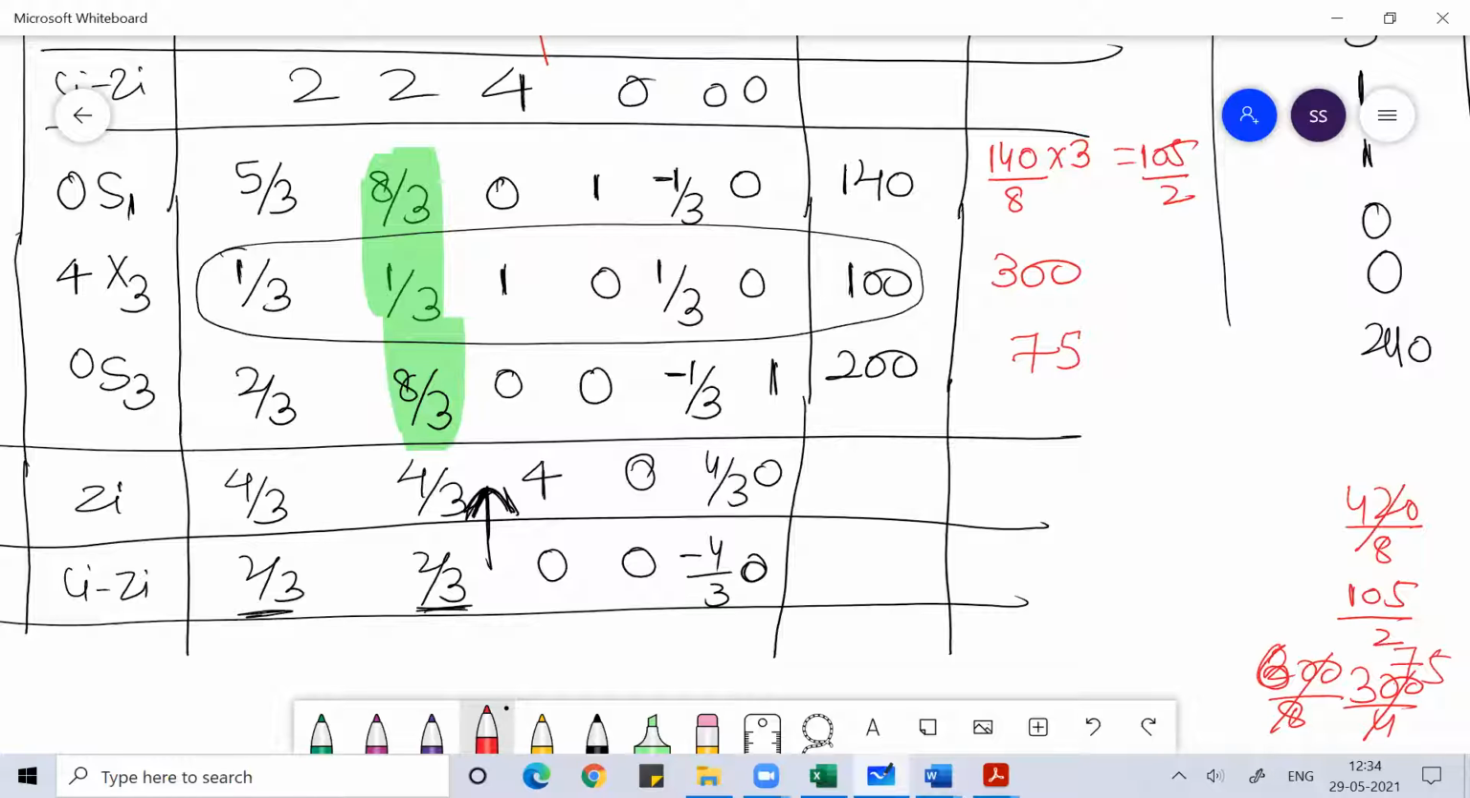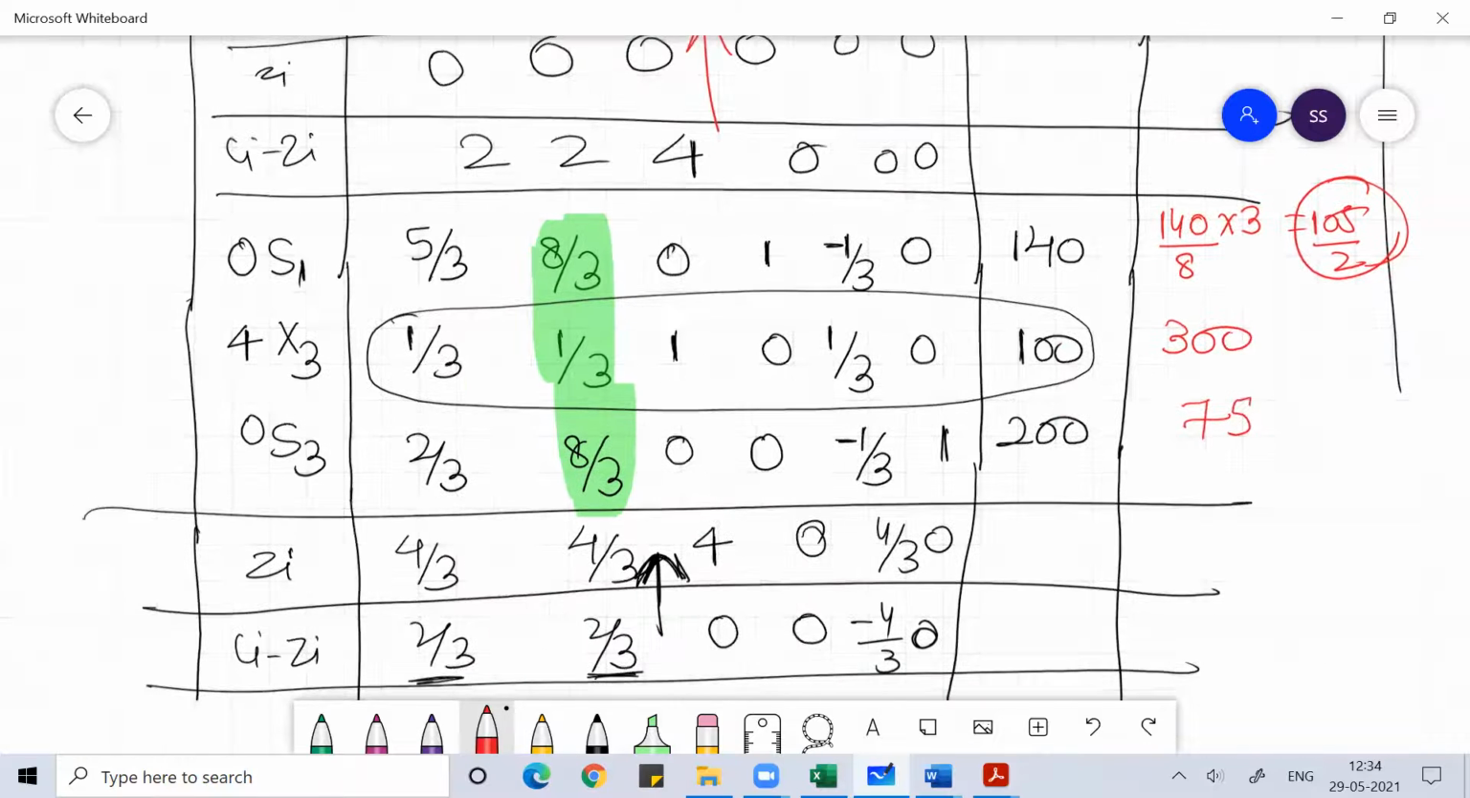This was 52.5. So which one is the smallest one? 52.5, right? That means out of all theta, the smallest one is this 52.5. It means x1 will exit the solution and x1 will be replaced by x2. Is this clear, everyone?